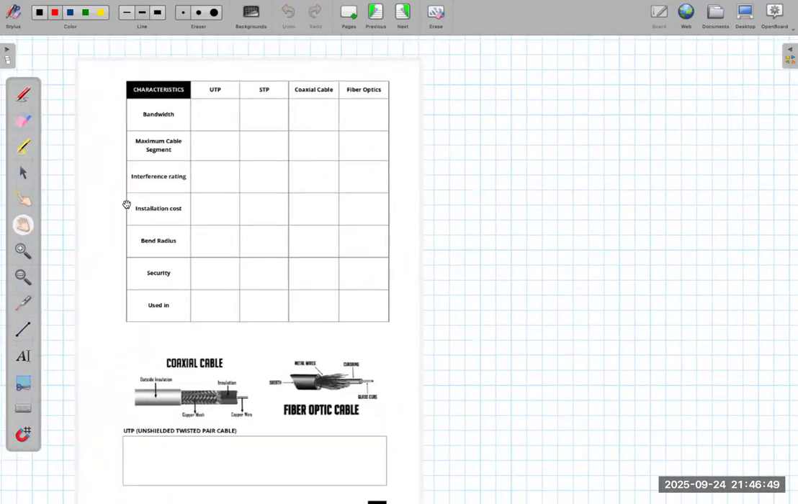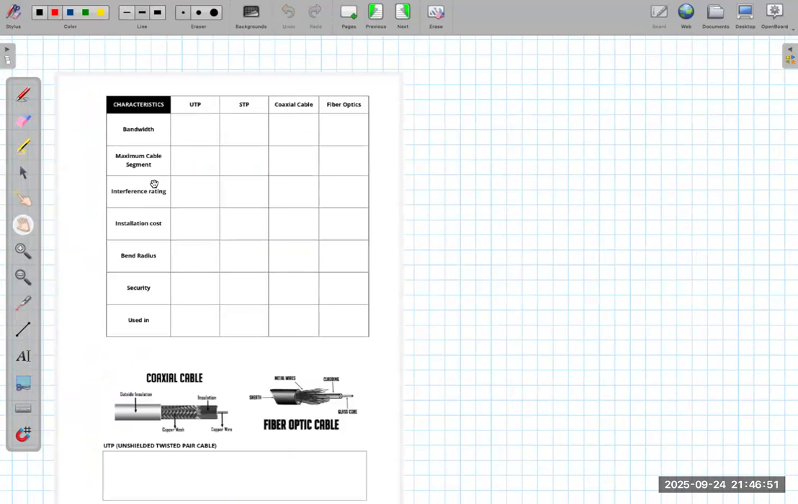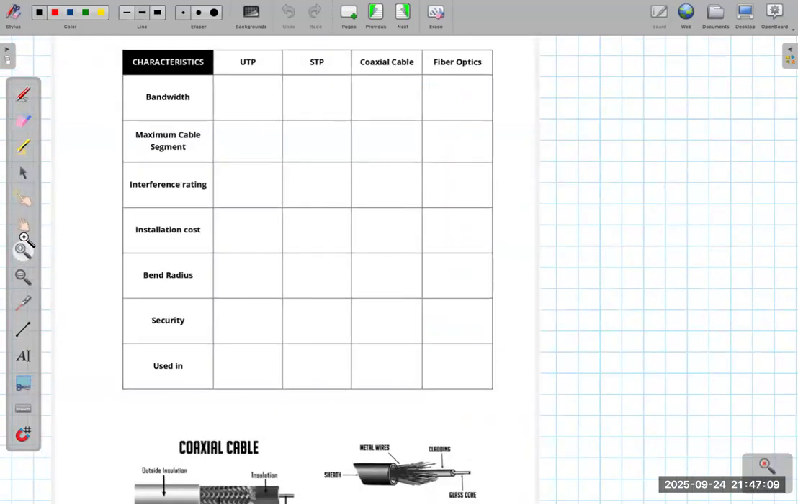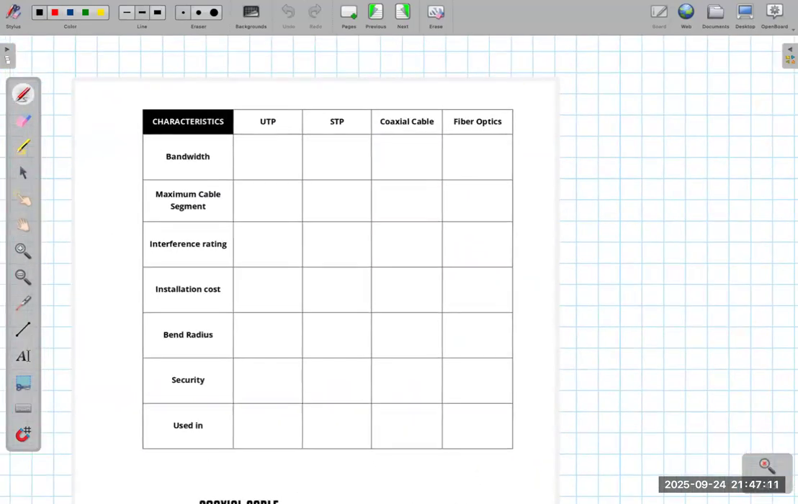Here we have the differences between the different cable types: unshielded twisted pair cable, shielded twisted pair cable, coaxial cable, and fiber optic cable. A complete comparison. The bandwidth is the amount of data speed, which we call the data rate.